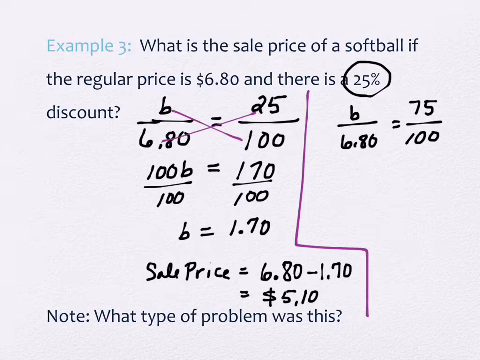It's 1. We know the original price. We know the original amount. We're trying to find the sale amount, the savings amount. This is the number 1 one.